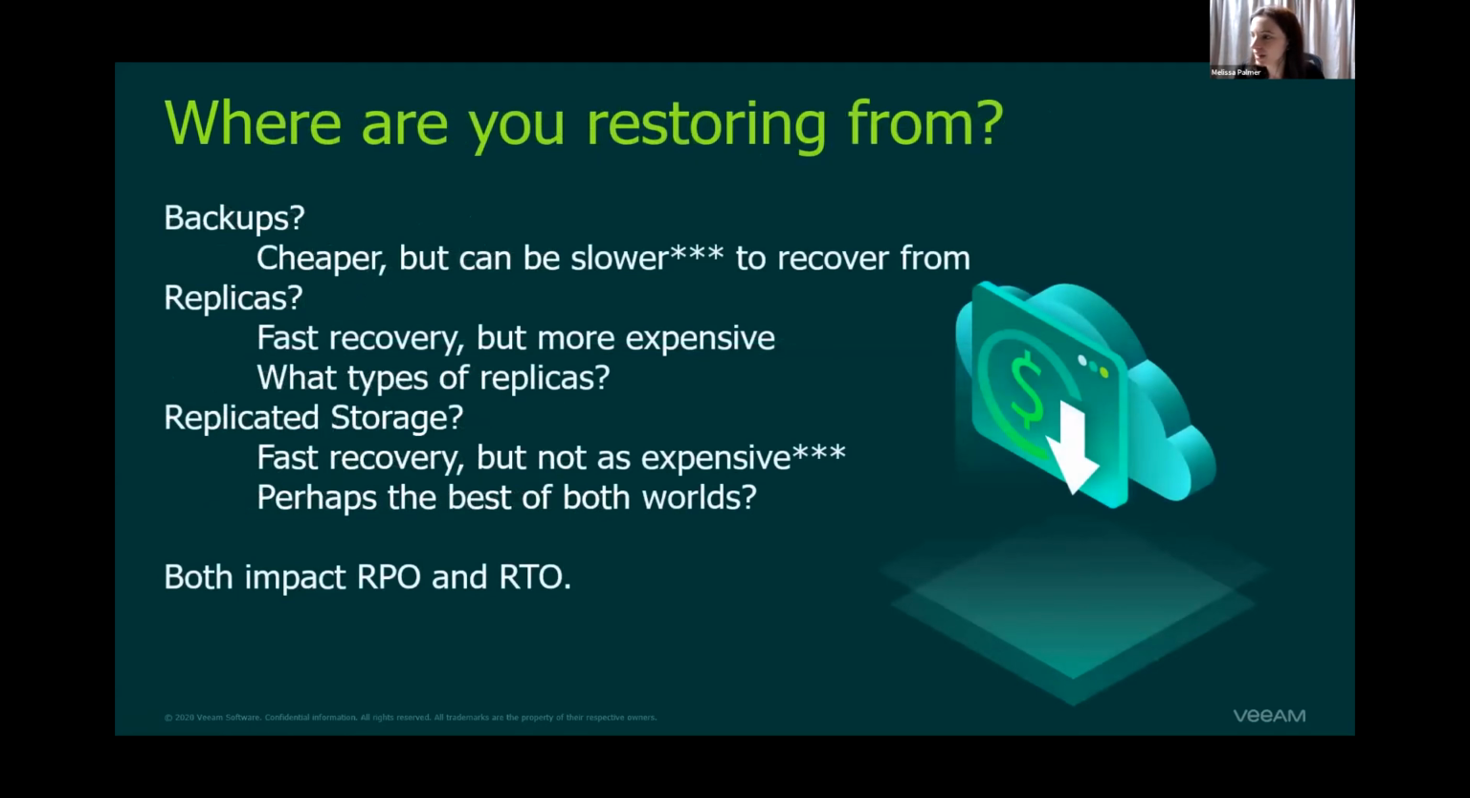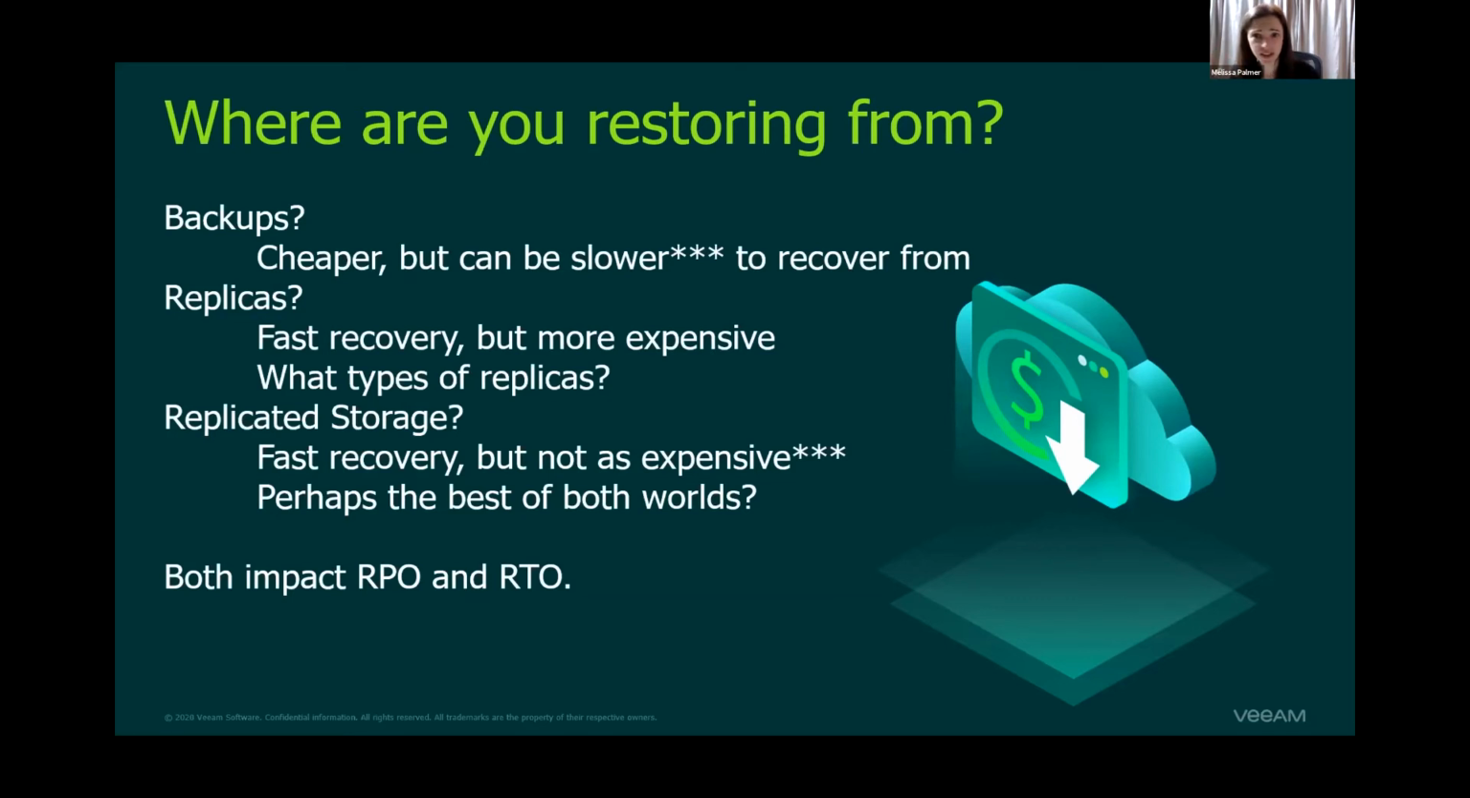The next thing to think of is, where are you restoring from? I have asterisks all over here because I'm going to use some real general terms. Backups are cheaper but can be slower to recover from. We talk about how Veeam has instant VM recovery, which is a lot faster than restoring fully, so you can get some speed there. But in general, backups are a little slower to recover from than a replica, right?